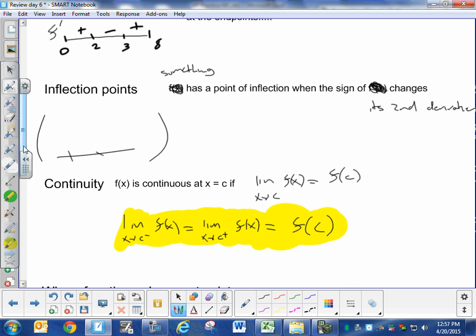Continuity. If you're asked to show that something is continuous, I've seen continuity questions every once in a while on the AP free response. Well, you need to know the definition of being continuous to be able to answer things correctly. If you don't know the definition of continuity, you're not going to get it right. You'd have to say f is continuous at this value if the limit as x approaches the value equals the function value at that location.